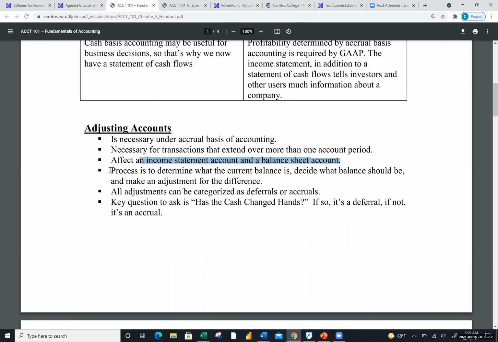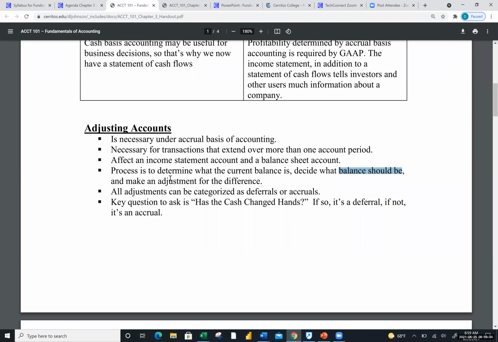And your author gives you 3 steps. So I'm hoping you guys have read the book. There's a 3-step process, and I wrote down the steps. Determine what the current balance of the account is right now. Decide what the balance should be, and your adjustment is going to be made for the difference. You're going to see me do that today.